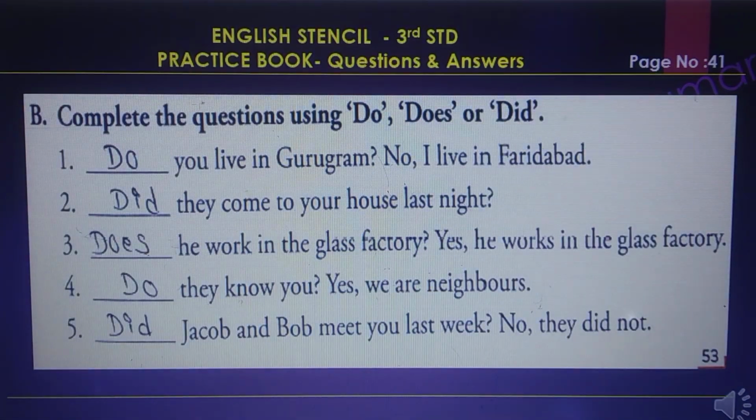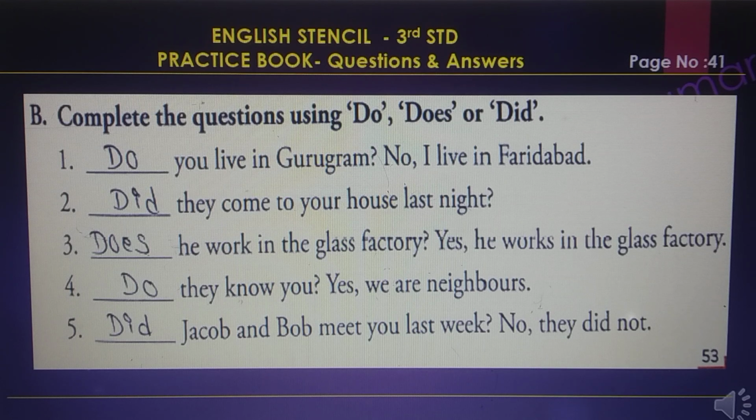And B. Complete the questions using do, does or did. First, do you live in Gurugram? No, I live in Faridabad. Second, did they come to your house last night? Third one, does he work in the glass factory? Yes, he works in the glass factory.